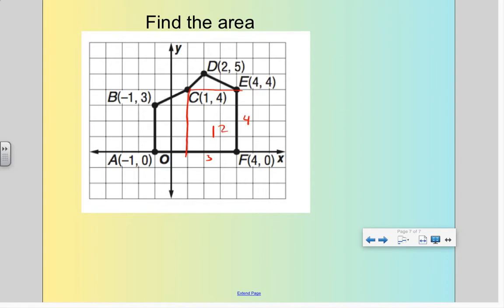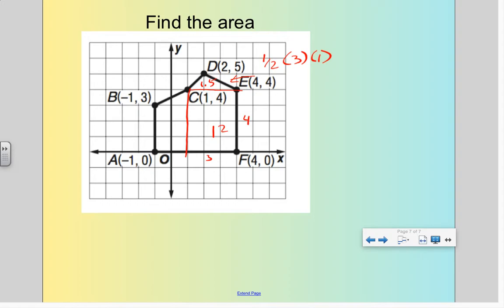Our triangle, 1/2 base times height. The height here is 1, our base is 3. So half of 3, right? 1/2, base is 3, height is 1. So that's 1.5.